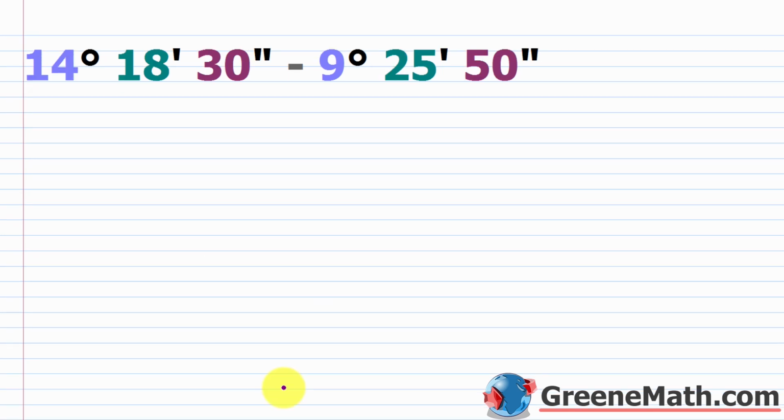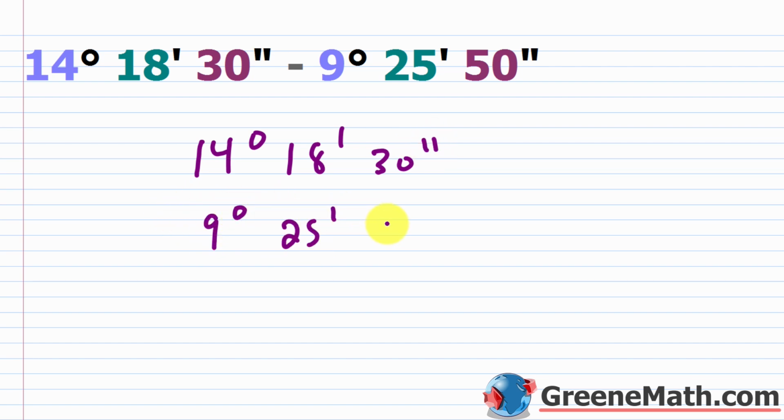All right, now let's move on and talk about a subtraction problem. So you're going to find the process very similar to vertical subtraction. So let's just go ahead and set this up. So we have 14 degrees, 18 minutes, 30 seconds. We have 9 degrees, 25 minutes, 50 seconds. So put my subtraction sign out here. And what you're going to do is think about the fact that, again, I have 30, I have 50. So I want to subtract here.